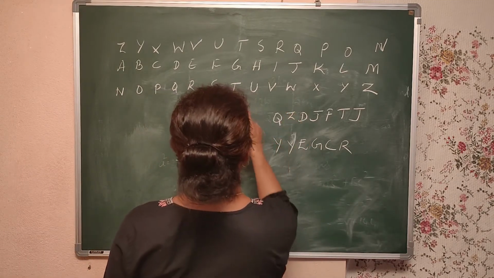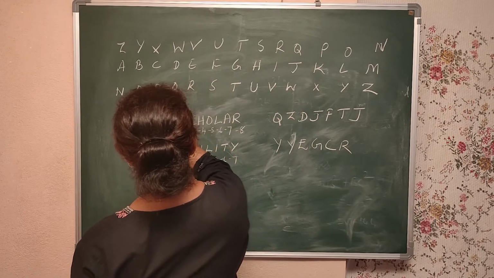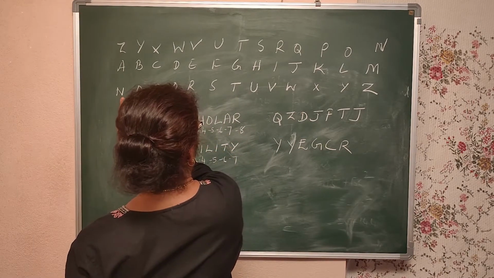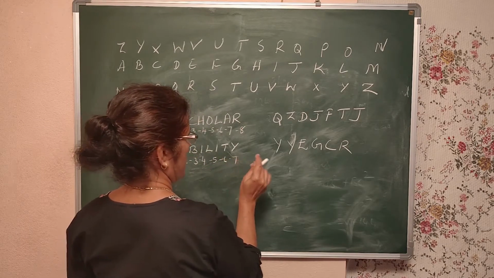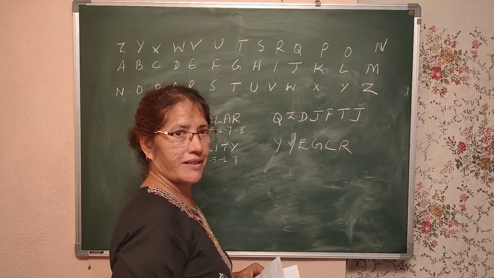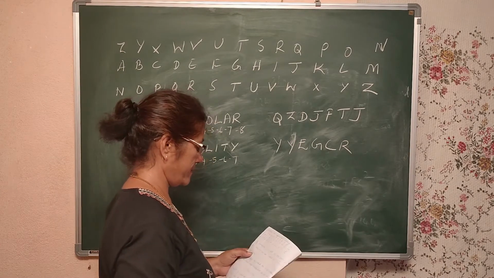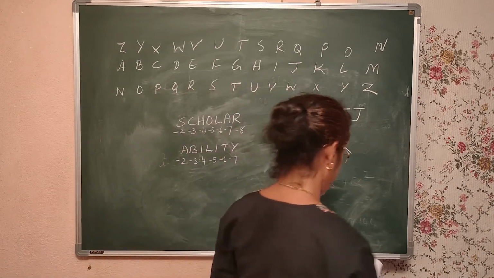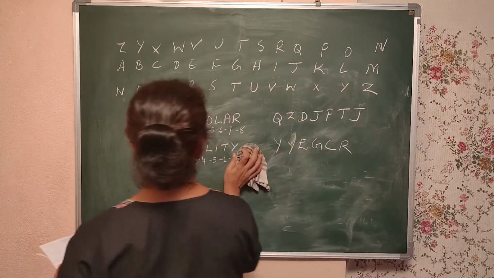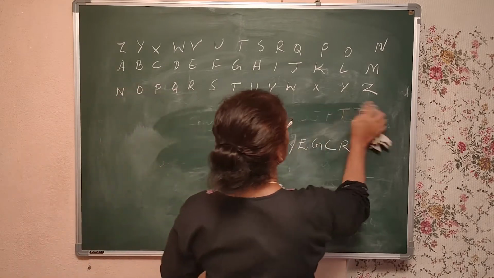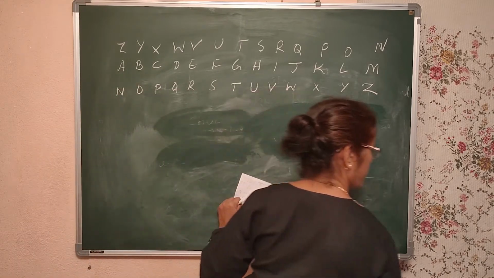T is minus 6: 1, 2, 3, 4, 5, 6. I made a mistake. Let me cut it and do it again fully.